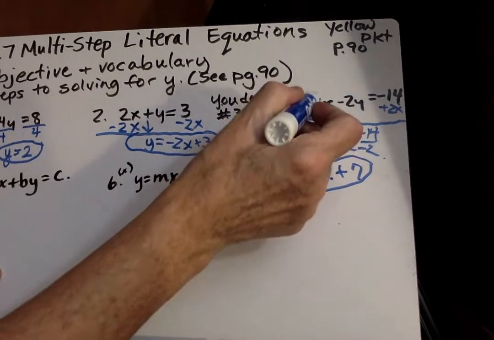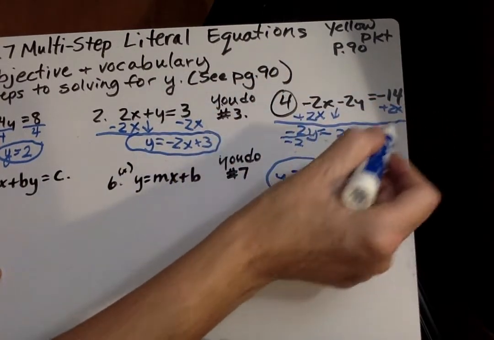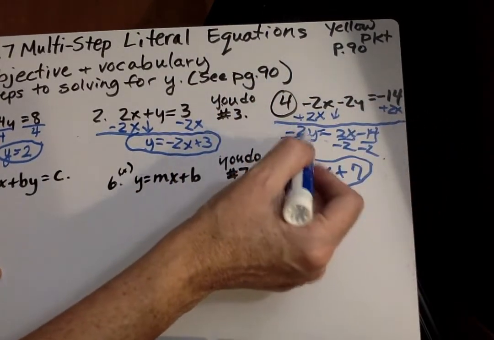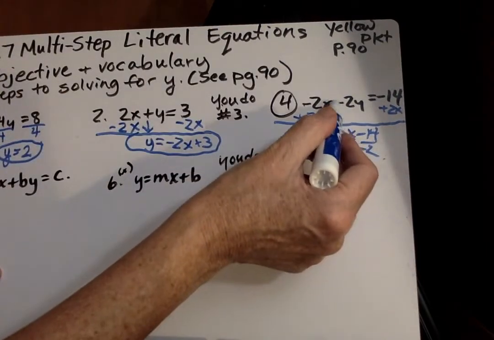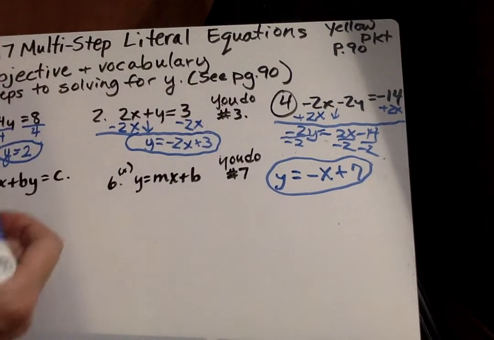Okay, so again, moving everything by add and subtract. Cannot combine like terms. Divide by the number in front of y, making sure you bring down the negative or minus sign if it's in front.